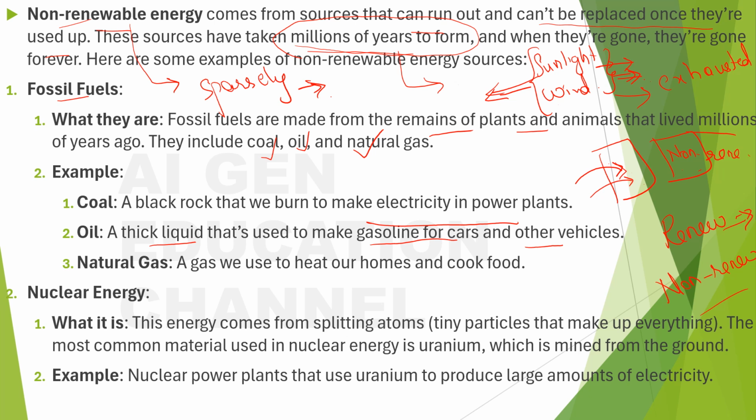Okay, and next, nuclear energy. What is it? The energy that comes from splitting atoms. The most common material used in nuclear energy is uranium, which is mined from the ground. I don't think all these details will be of any use for 4th grade, even then I have just mentioned. The material that is used for producing nuclear energy is uranium. Remember this, this may be important. Nuclear power plants use uranium to produce energy. What are nuclear power plants? They use nuclear sources in order to generate electricity.